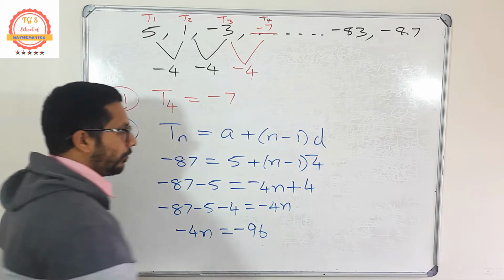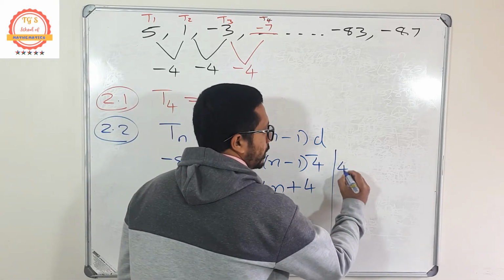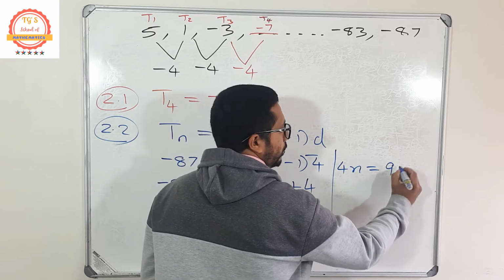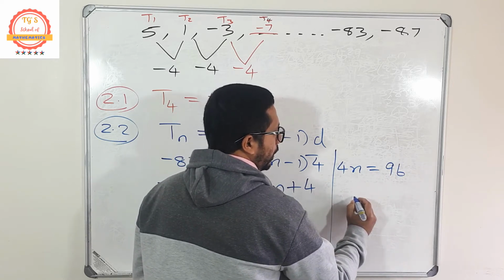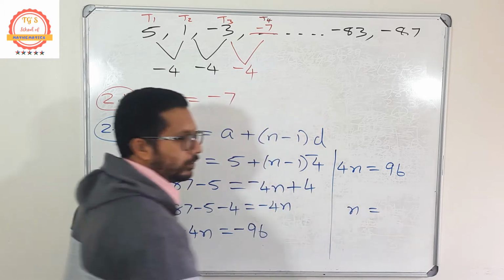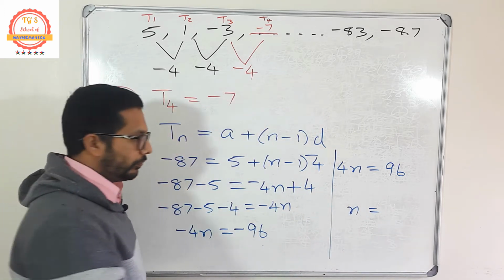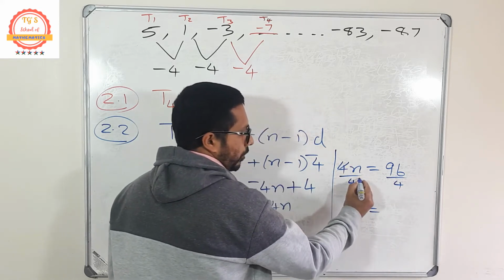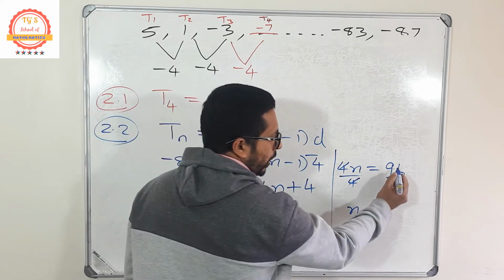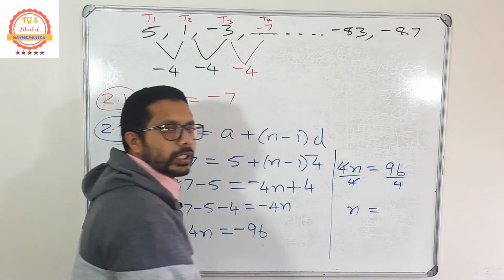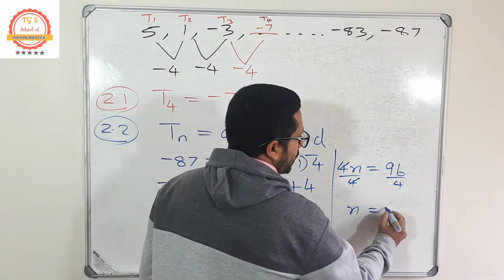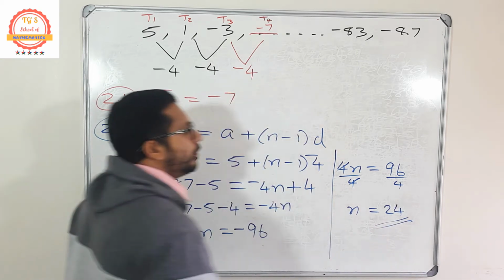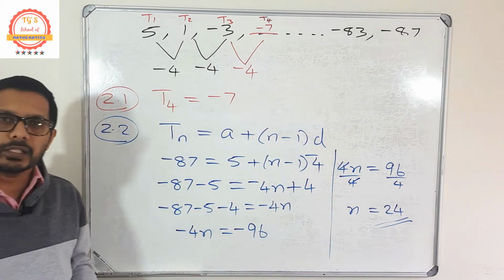So what is 4n? It means that you multiply both sides with a minus. So 4n is equal to 96, and from here how can you find the value of n? You divide both sides by 4. So divided by 4, divided by 4. So 4 cancel, and n is equal to, what is 96 divided by 4? You can check in your calculator. So it is 24. So it means that the value of n is 24.